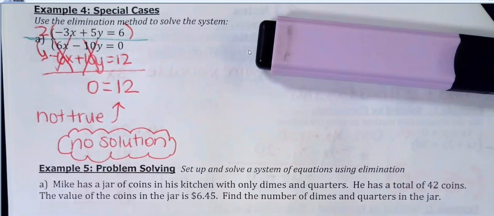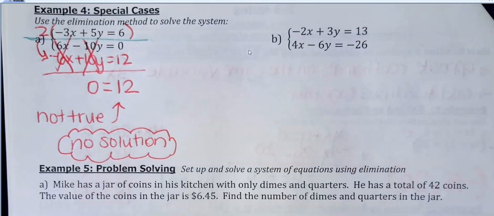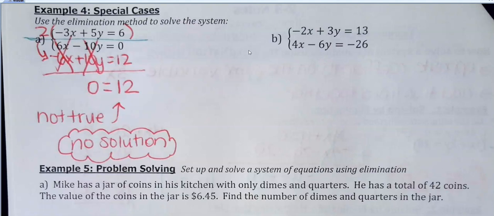All right. If you guys look at the other system I've got going on here, I've got -2x plus 3y equals 13 and 4x minus 6y equals -26. What might you do to set up a situation where you could eliminate a variable there? Can't do it right away because I don't have opposite coefficients on any of the same variables. What might I do for that system to create something I can eliminate?